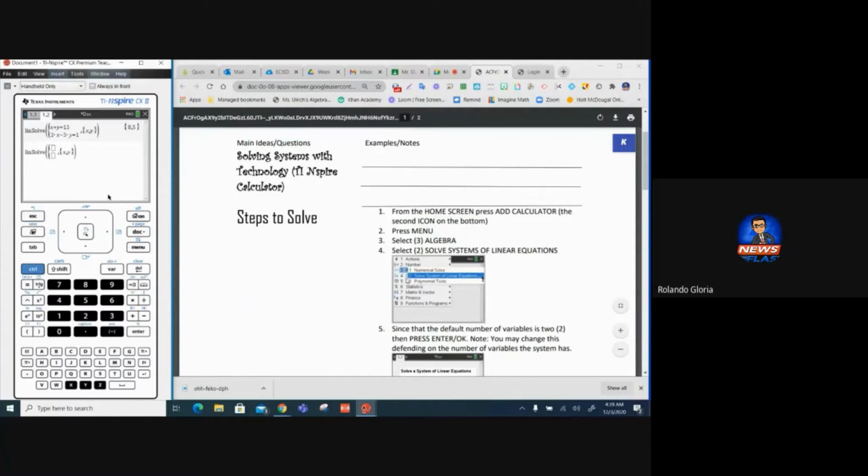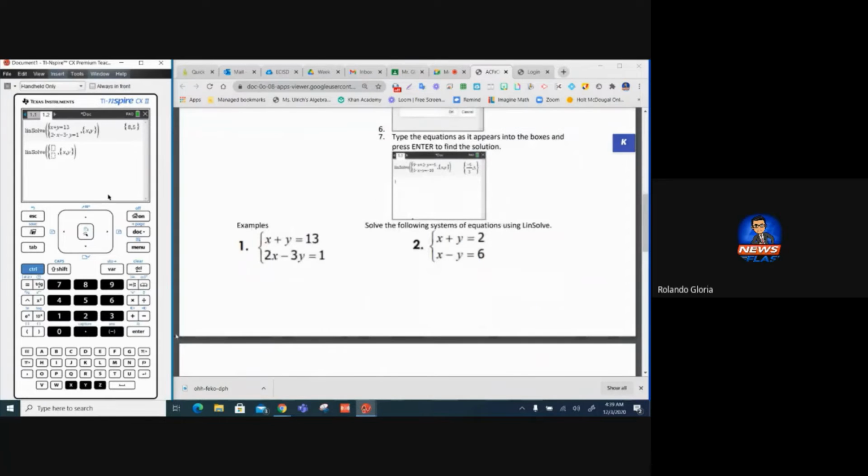Now let's type the given equations. x plus y equals 2, then arrow down, then we have x minus y equals 6. Okay, then let's hit enter, and there you have it. The answer is 4, comma negative 2.